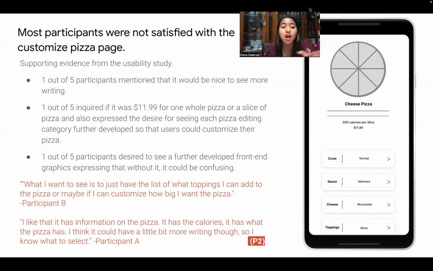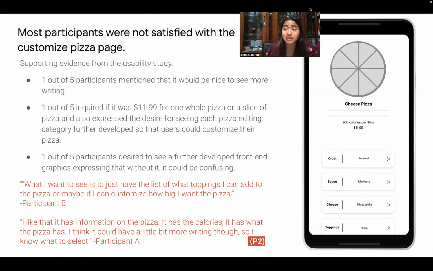To further expand on that, another participant, 1 out of 5, not the same one, another one, but still 1 out of 5, specifically inquired if the $11.99 was for one whole pizza or for a slice of pizza. So if we take a look at the visual right here to the right, we see the title cheese pizza, and then 2 lines for a brief description. We see 300 calories per slice, okay? And then we see that $11.99. Now, what does that mean? That's what this participant was getting at. What is this $11.99 for? Is it for a slice? I mean, you were saying before that it was 300 calories per slice.